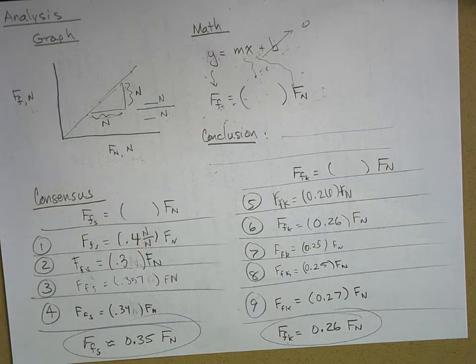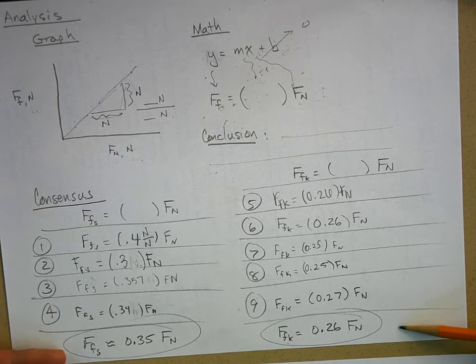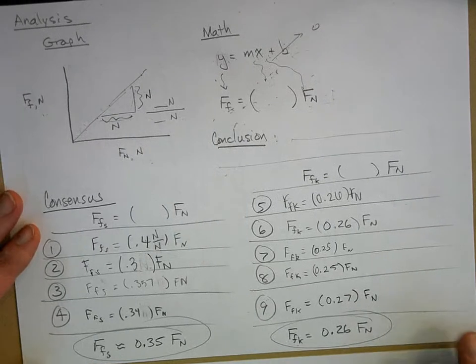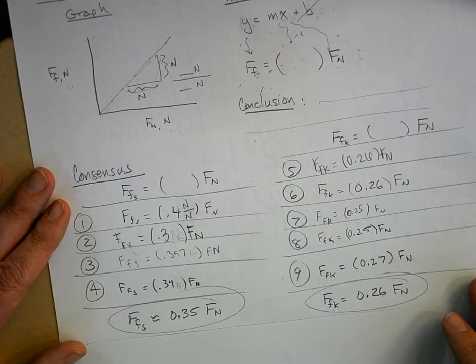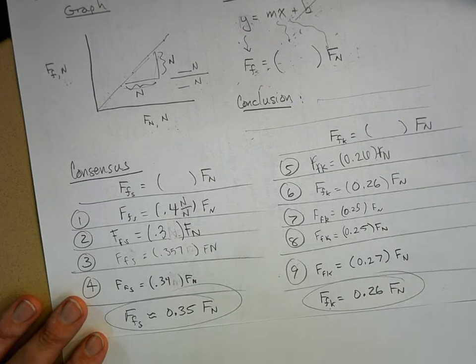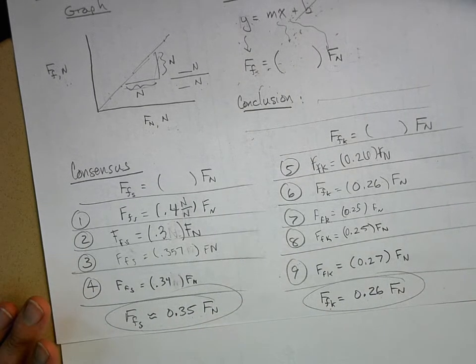So now, you don't have to copy down all these mathematical models, but go ahead and copy down these results, because we're doing consensus right now. So our class got 0.35: force of friction was equal to 0.35 times the normal force, and for kinetic friction we got 0.26 times the normal force.